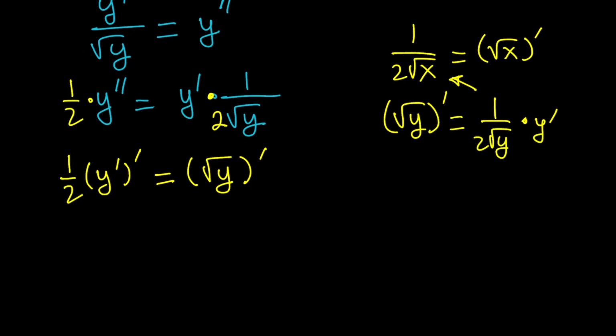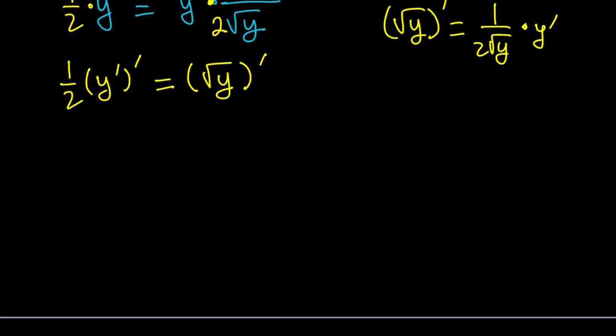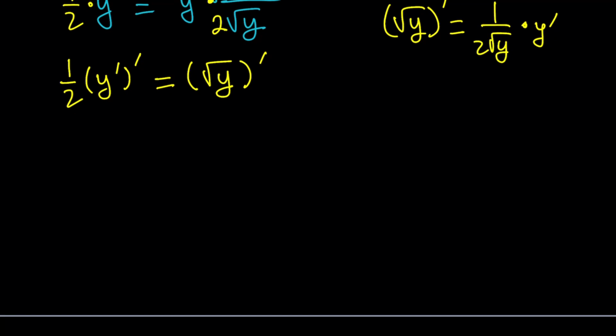Awesome. We got 2 derivatives, which means we can integrate. And again, 1/2 being a constant, nothing is going to happen to it. It's just going to stay there. So by integrating, we get the following. 1/2 times y prime.